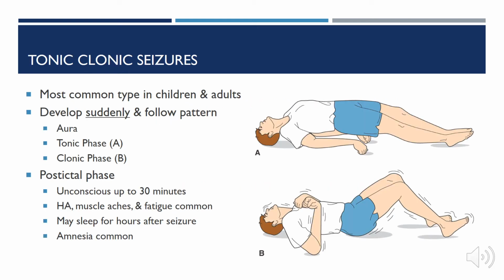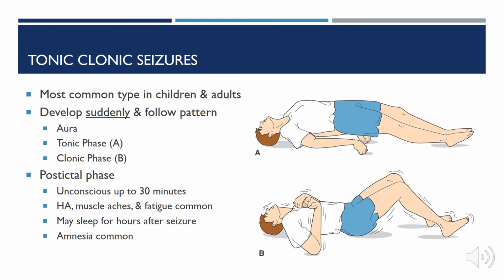First up, we're going to talk about tonic-clonic seizures. This is the most common type in children and adults. They develop suddenly and follow a pattern, usually preceding an aura, which is an unusual sound, taste, or visual distortion that occurs immediately before losing consciousness, followed by a tonic phase, which is muscle rigidity with arms and legs extended and jaws flexed, or jaw clenched. Pupils are fixed and dilated, and breathing stops temporarily.